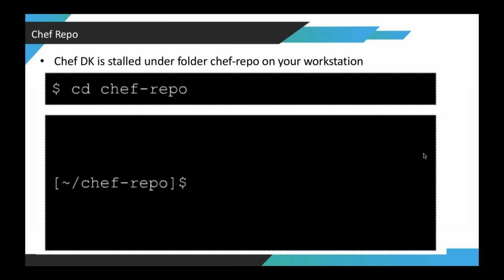Whenever you install the Chef DK, you can create a chef-repo folder on your workstation to start the work. Another way is that whenever you download the starter kit for an organization and you unzip that starter kit, it will create a chef-repo folder for you. Inside that chef-repo folder, you can copy all your roles, recipes, cookbooks, everything inside that chef-repo.